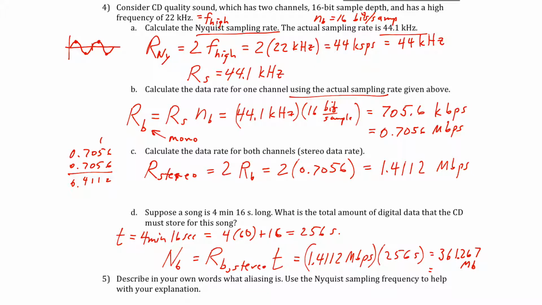It's 361.267 megabits, 256 times 1.4112. And divide that by 8 to get 45.16 megabytes for one song, which is typical of a WAV file. A typical WAV file for a song is about 40 or 50 megabytes. Okay, hope this helps and is interesting to understand how CD quality sound works.